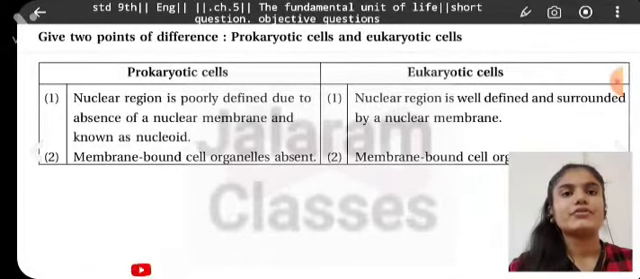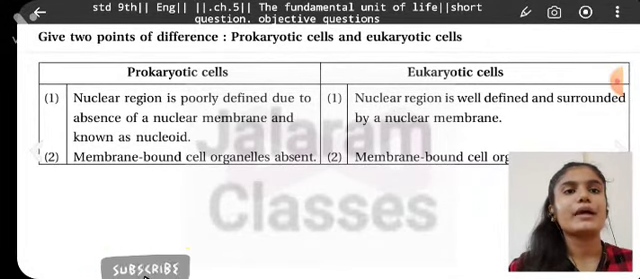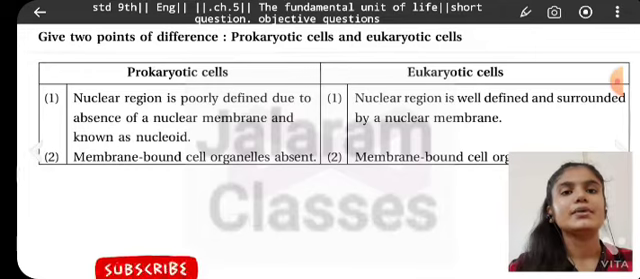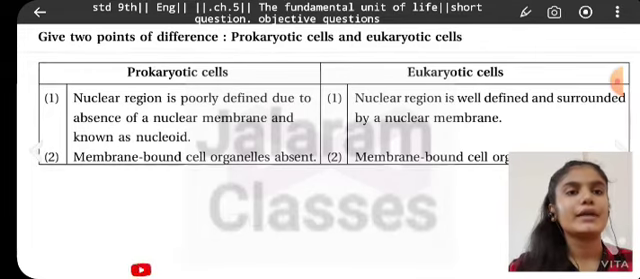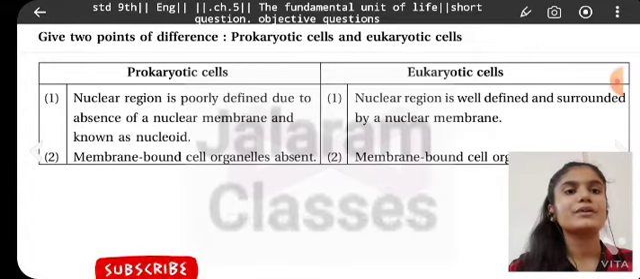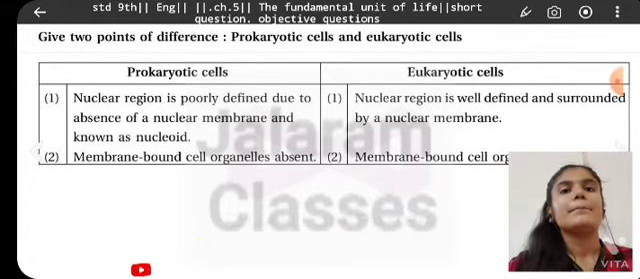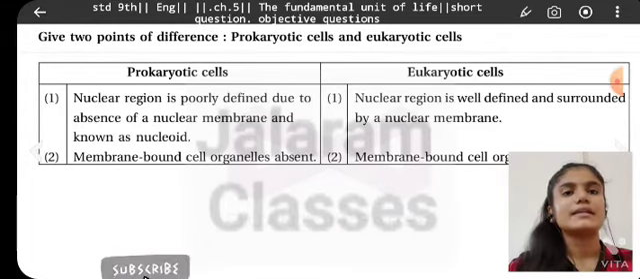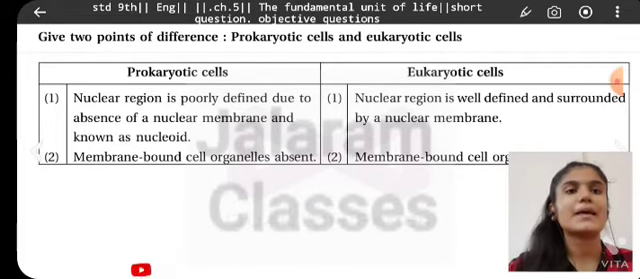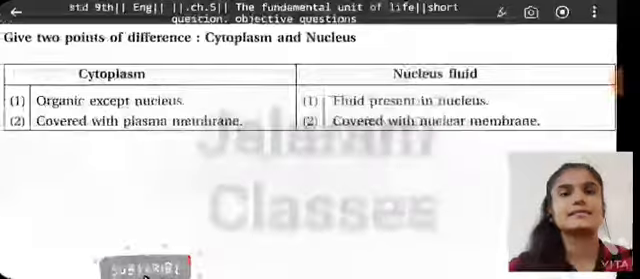Give 2 points of difference, prokaryotic cells and eukaryotic cells. In prokaryotic cells, the nuclear region is poorly defined due to the absence of a nuclear membrane and is known as the nucleoid. In eukaryotic cells, the nuclear region is well defined and surrounded by a nuclear membrane. Membrane-bound cell organelles are absent in prokaryotic cells and present in eukaryotic cells.